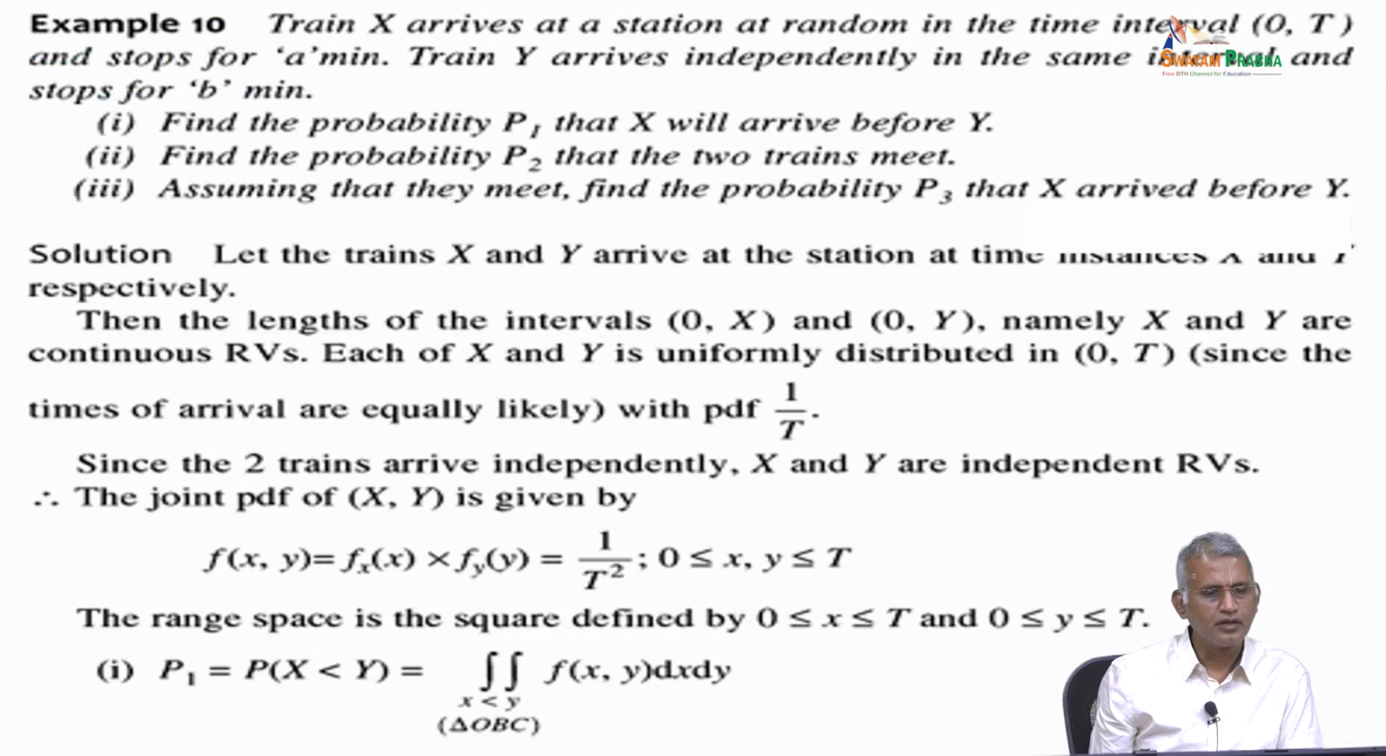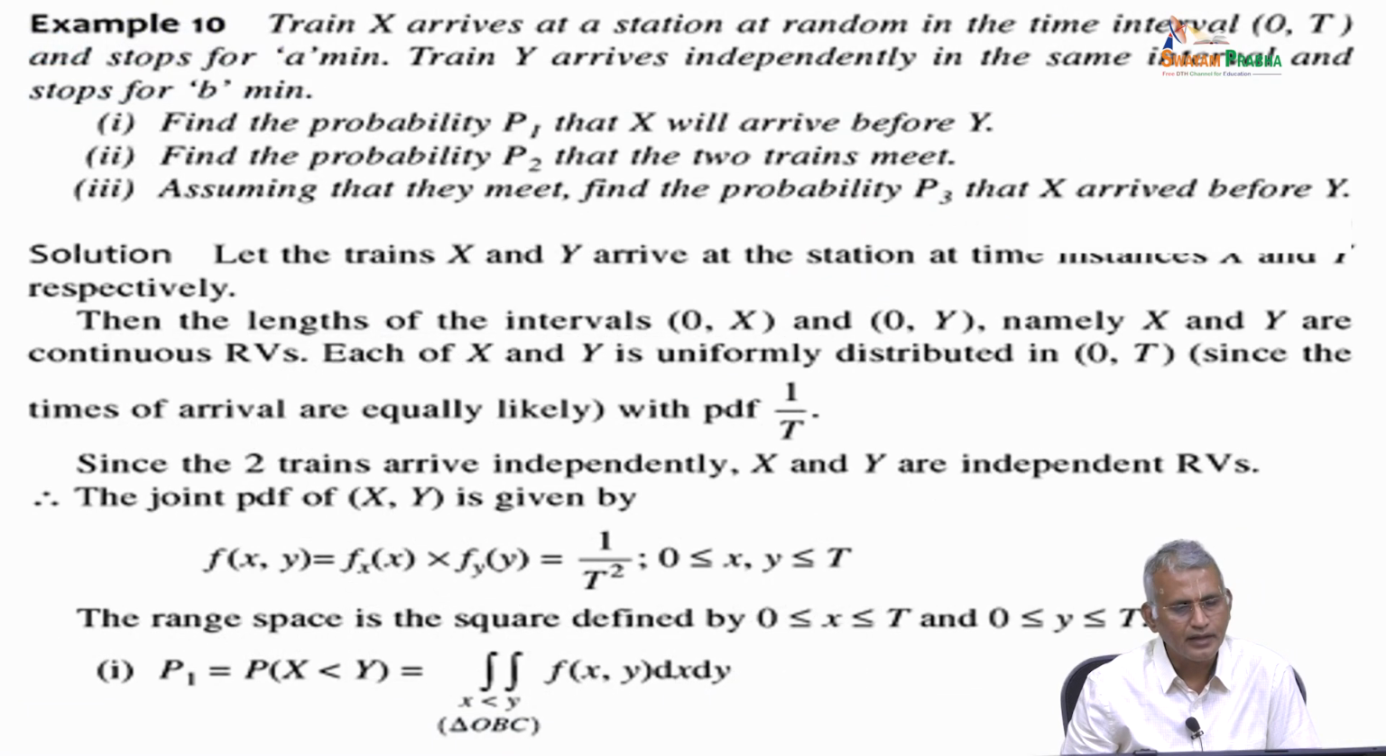Now, we have another problem. Train X arrives at a station at random in the time interval 0 comma T and stops for a minutes. Train Y arrives independently in the same interval and stops for b minutes. Find the probability P1 that X will arrive before Y. Find the probability P2 that the two trains meet. Assuming that they meet, find the probability P3 that X arrived before Y.